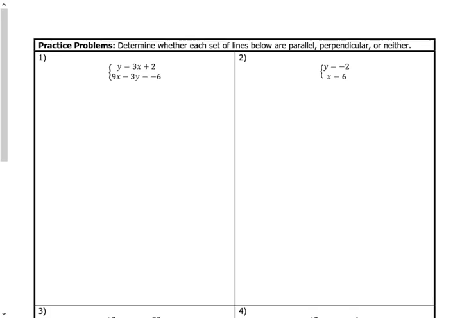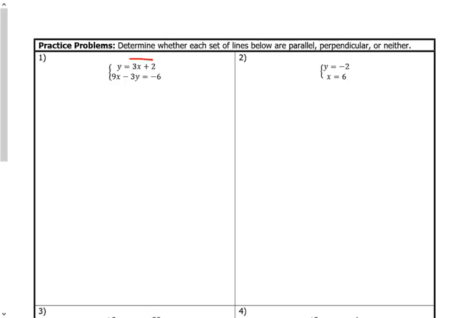So we're going to jump right into the practice on these. And this is what we're going to do. We're going to take a look at algebraically, are these two lines parallel, perpendicular? Or if they're not, then they're just neither. They're just two lines. But the first step in all of these is solve for y.